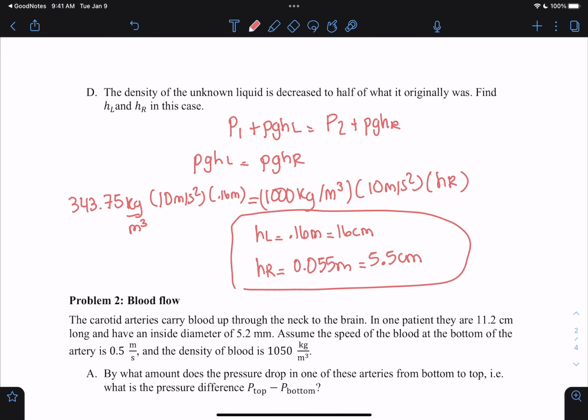Now, we had an additional question. We had part E. It's basically the opposite of C. So instead of replacing the liquid with the same volume with less density, what if we replaced that unknown liquid, same volume, but higher density? How would HL and HR compare?